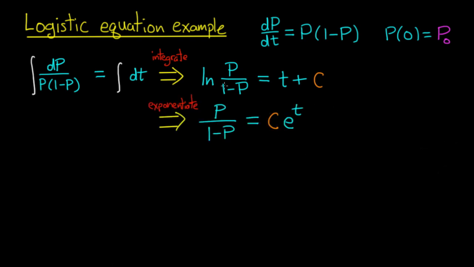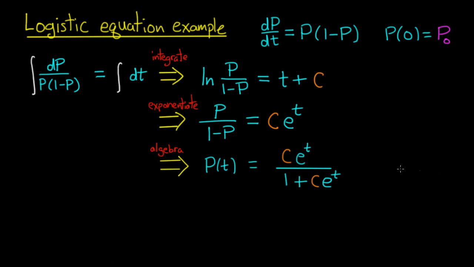The next step is to begin to solve for p, so I'll exponentiate both sides. I get p divided by (1 minus p) equals c e to the t. It's not the same c now; I've just exponentiated and used the exponential rule, but I'm still going to write it as c because it's still an arbitrary constant. Now I do a little algebra. This might look a little fearsome, but just get out your scratch paper and do it. Solving for p, you'll get p of t equals c e to the t divided by (1 plus c e to the t).